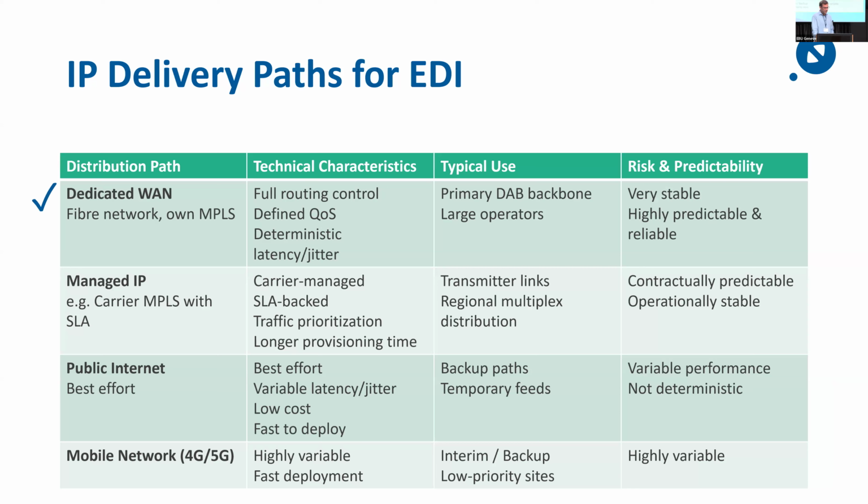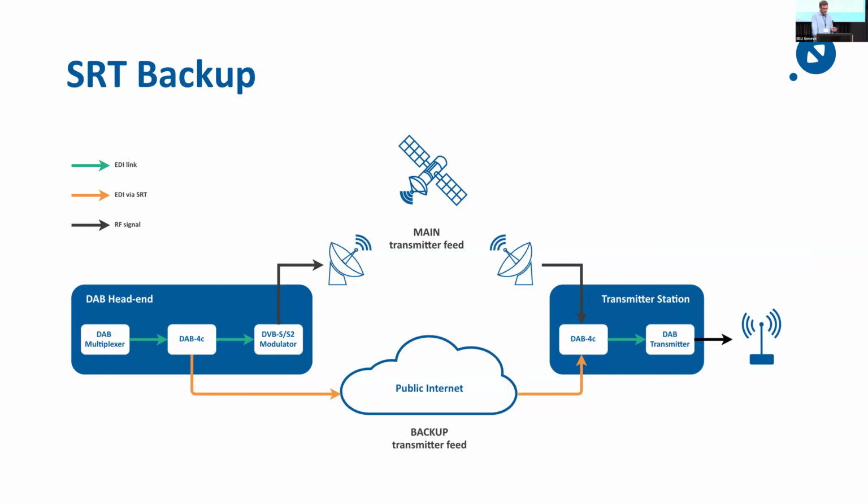So we are fine with our own WANs, we are fine with the managed IP connections, but as I said, we have requests for using public internet and mobile networks for EDI distribution, and this led us to the development of EDI over SRT, which Tork will have a word on. Just a short word on this specific use case here.